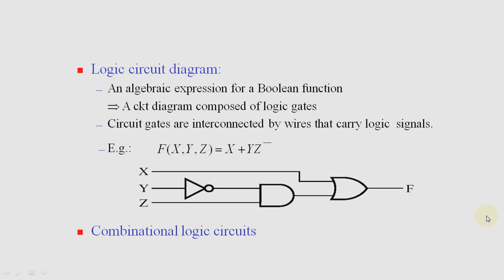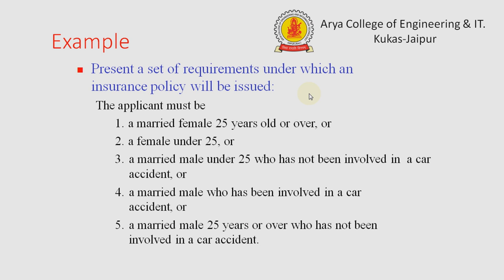Next, the logic diagram of this algebraic expression for a Boolean function. Here is a circuit diagram composed of logic gates. Logic gates are interconnected by wires that carry logic signals. So for x plus y bar z, y is complemented here and then z.